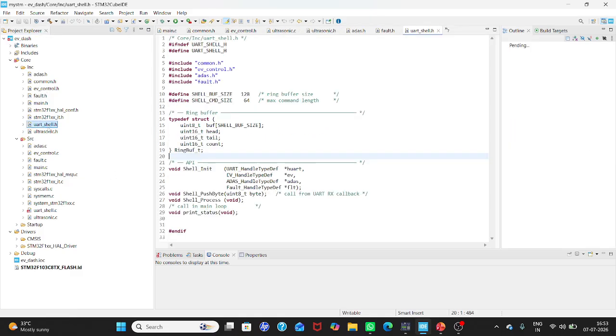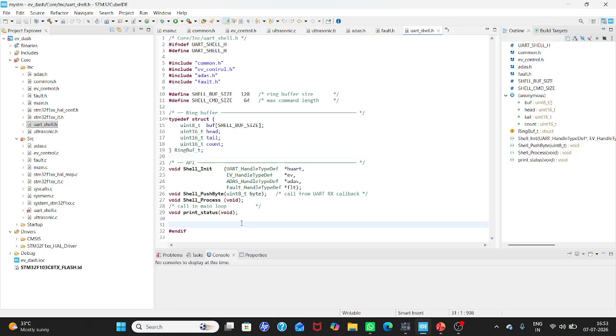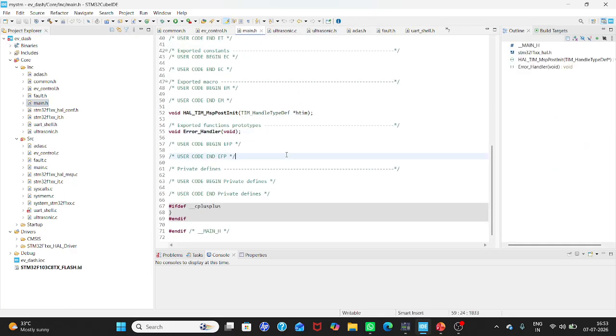UART shell.h. This file creates a command line interface over UART. It also contains a ring buffer for receiving serial commands and processing them without losing incoming data. Main.h. This file contains GPIO pin definitions generated by STM32 CubeIDE and serves as a hardware configuration file for the project.